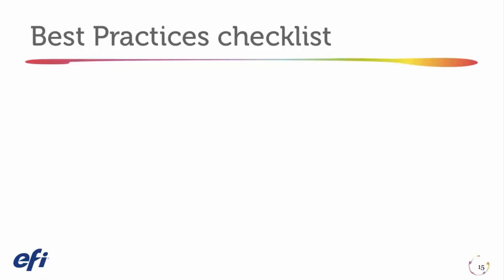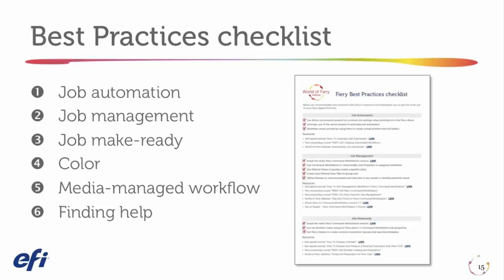The other takeaway from this session is, as I mentioned before, a best practices checklist. As we go through the various components of the webinar, you'll see me reference whether we're talking about job automation or job management, some of the job make-ready tools, color, paper or media managed workflows, or the ways to find help. These are all going to be delivered to you as a PDF, by the way, with interactive hyperlinks that take you directly to resources to get you the answers you need for understanding and utilizing the best practices we're recommending.